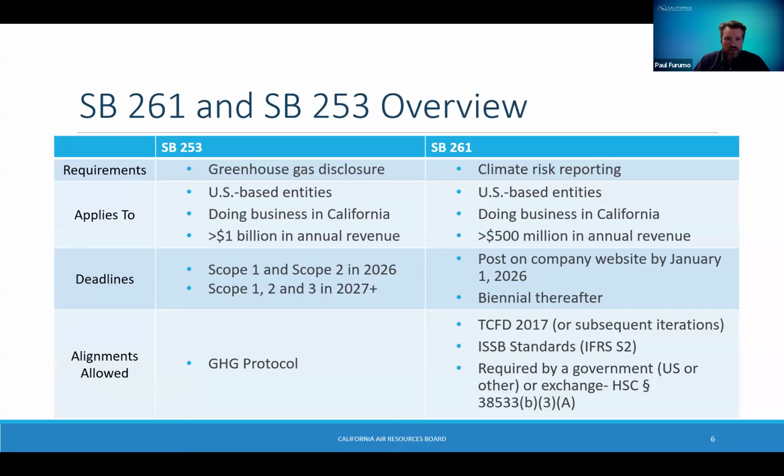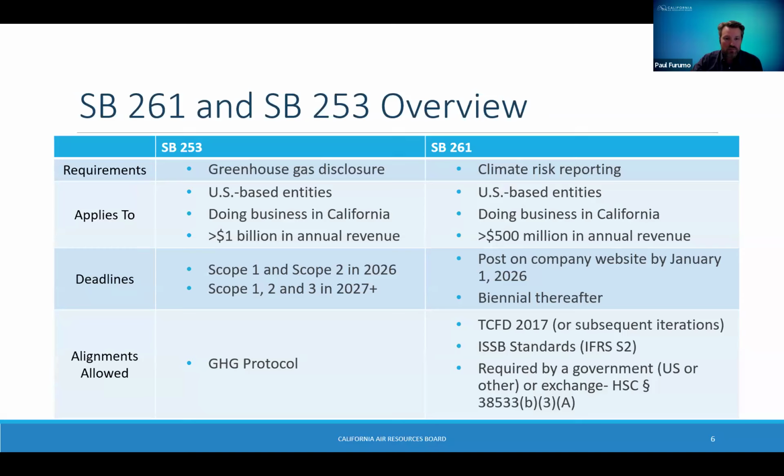SB 261 applies to companies doing business in California with annual revenues over $500 million. These entities must disclose their climate-related financial risks, and the first of these must be posted on their company website by January 1st, 2026. These reports are to be completed on a biennial basis.